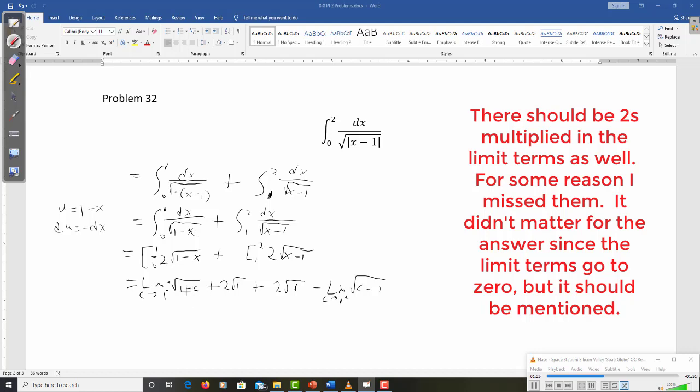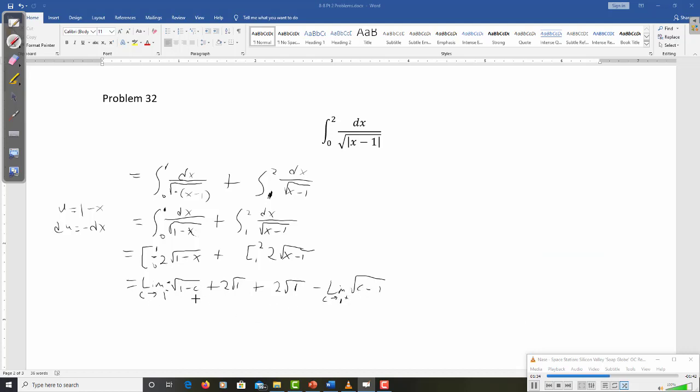In any case, neither of these limits are particularly difficult to evaluate now, since they're not indeterminate anymore. You plug in 1, that goes to 0. You plug in 1, that goes to 0. So we're just looking at 2 plus 2 equals 4.